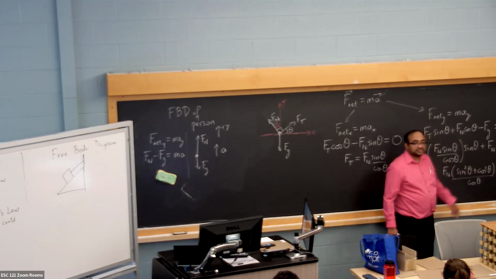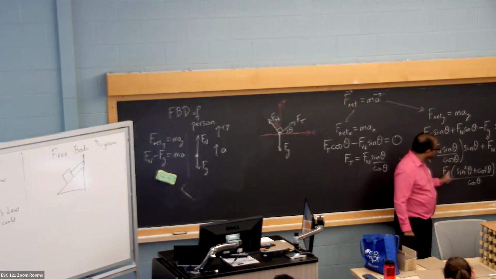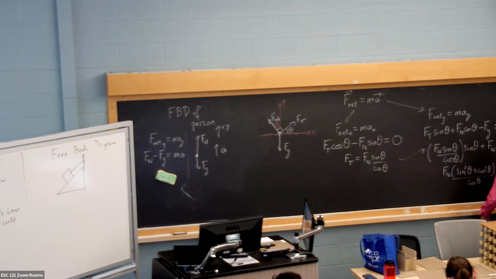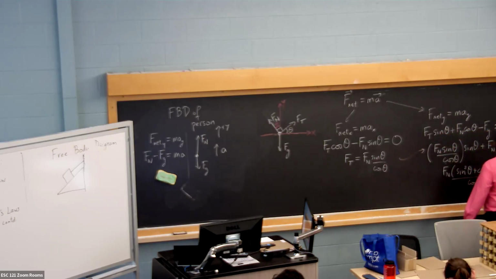But sine squared plus cosine squared? 1, right? So the numerator here would turn into 1 times Fn. So I get Fn over cosine theta minus Fg equals 0. And so Fn equals Fg cosine theta. And Fg is just mg, so that's mg cosine theta for Fn. Once I have that, I can plug in over here, and I would get Ft equals mg sine theta.